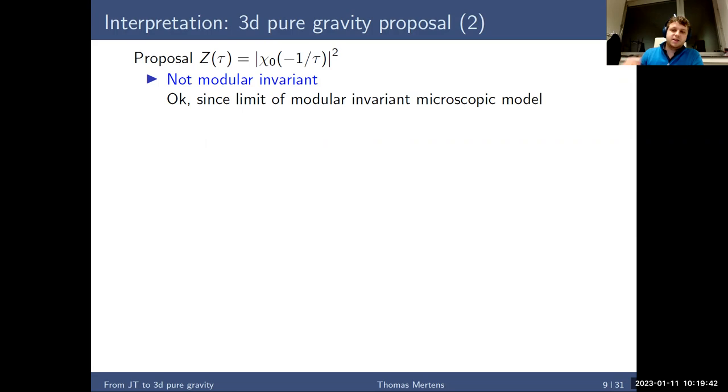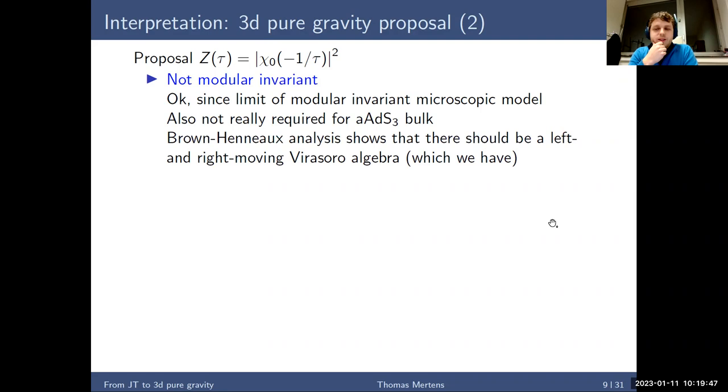But modular invariance is also not really required purely from the geometry, from the asymptotics of the AdS3 space, because the Brown-Henneaux analysis shows that there should be a left and right moving Virasoro algebra, which we have, but it doesn't necessarily imply that these should be combined together in a modular invariant partition function. And indeed, if we follow these steps of the 3D gravity path integral to go through Chern-Simons, WZW, and these coadjoint orbit actions, we can indeed, with suitable boundary conditions, get just this thing on its own.